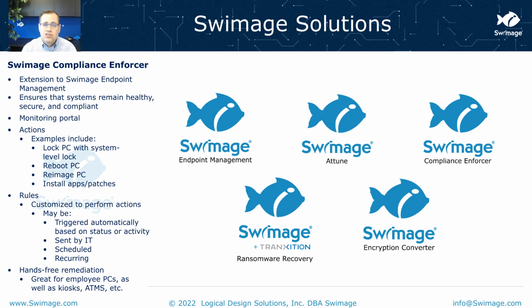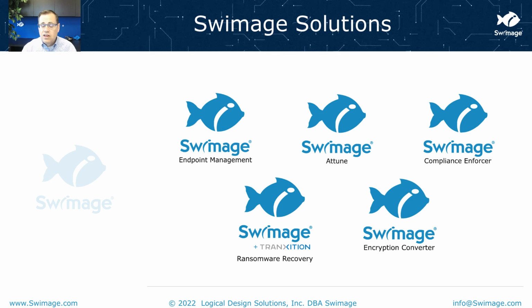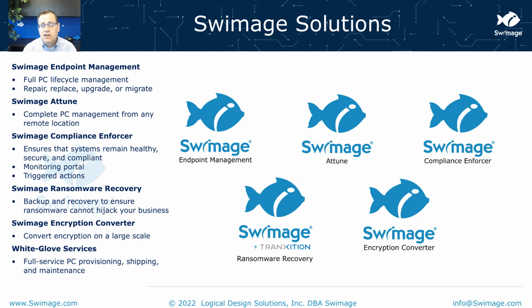I need to have applications installed. If a machine gets detected and does this within seconds, it's out of compliance, then the Compliance Enforcer will take action. The action can be repair that application, upgrade the operating system, it can lock the system, it can reinstall software. You can do whatever is necessary to fix that problem, get that machine back into compliance.